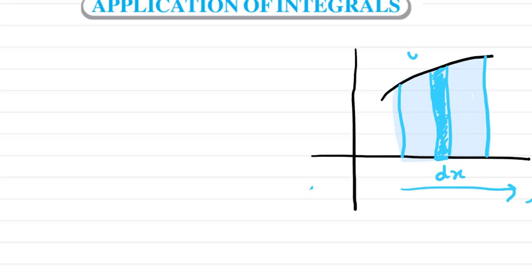Let's say you have this curve, y equals f(x), and this is the equation of the curve. Now we have to find out the area of this curve from A to B. A and B are the extreme points. So if you want to find out the area of this strip, what will be the area of the strip? That area will be y into dx, because this part is y and this is dx. So the area of this part will be y dx.